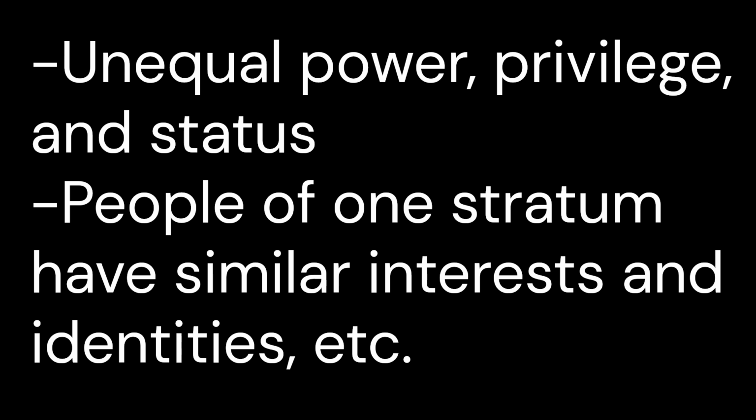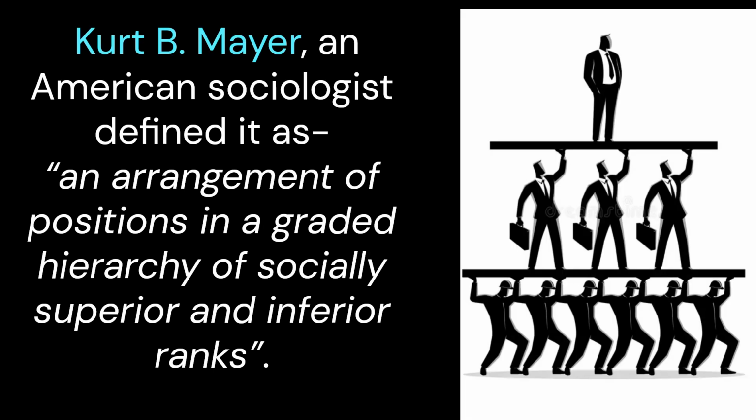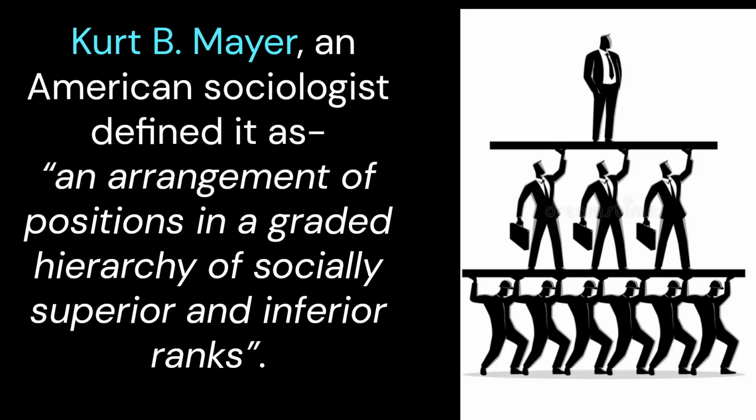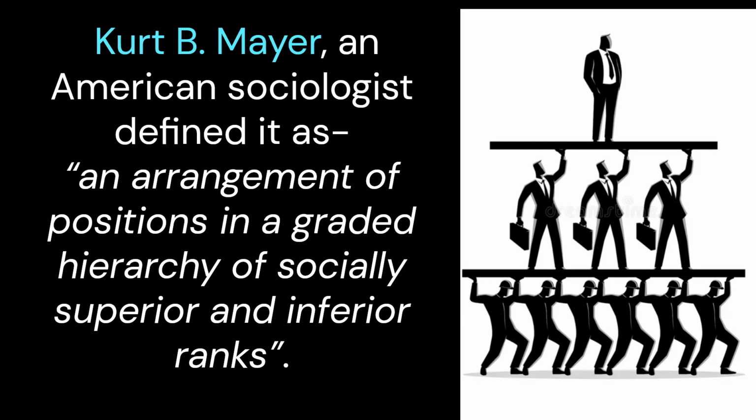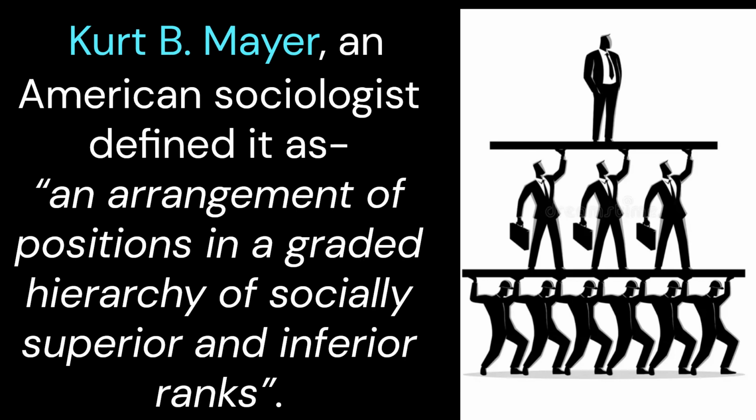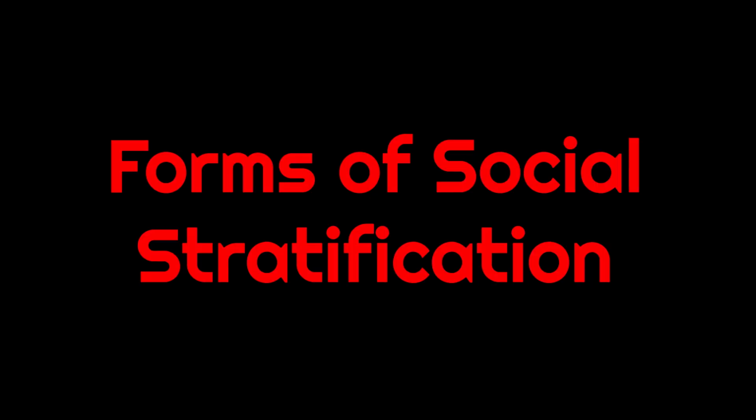We can also understand the meaning of this concept of social stratification by a definition which was given by American sociologist K.B. Mayer. Stratification is an arrangement of positions in a graded hierarchy of socially superior and inferior ranks. Now, coming to the forms of stratification. When we look around the world, we witness different kinds of stratification. But to make things more understandable, we can take four main forms of social stratification.